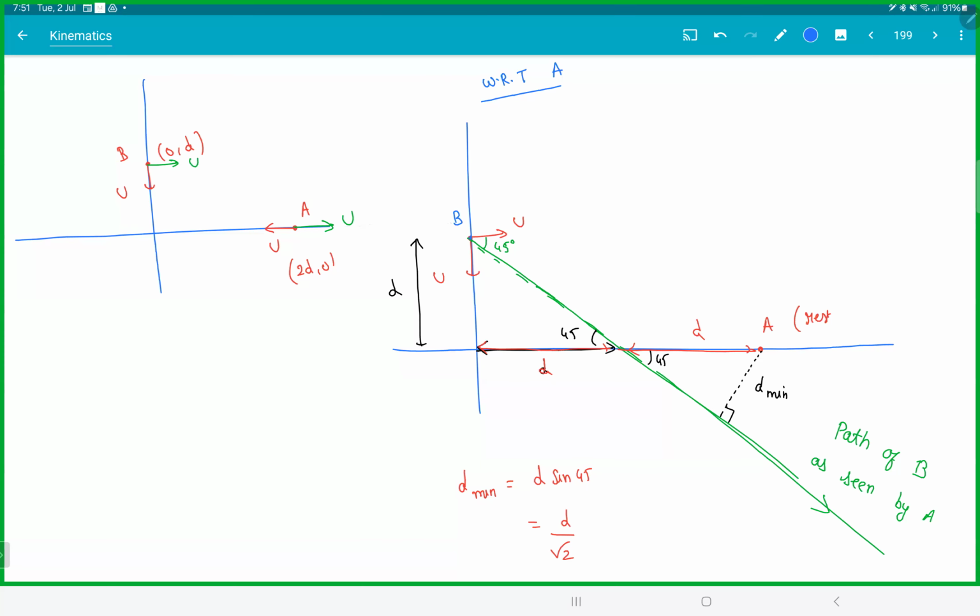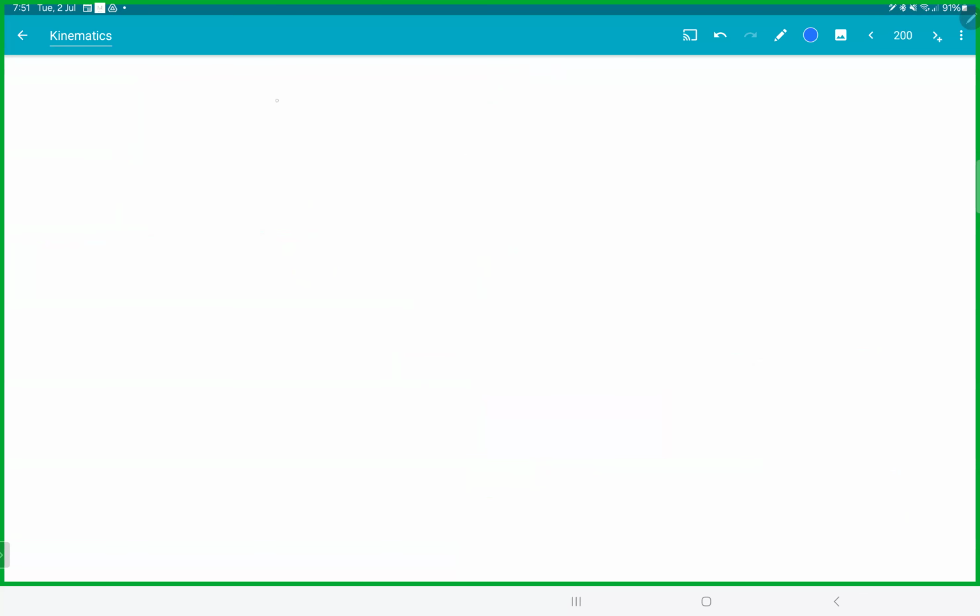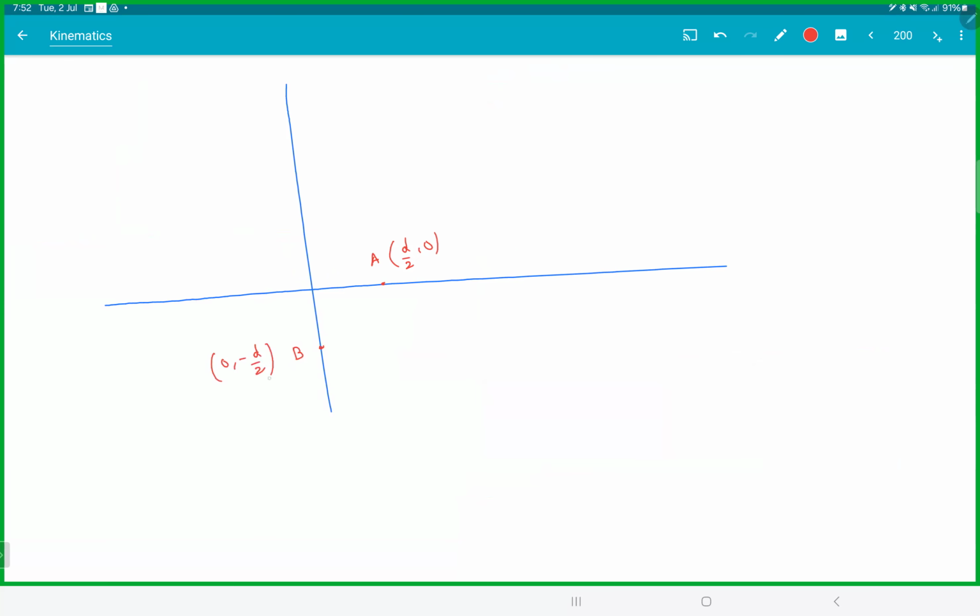If you actually try to do this in the ground frame, you have to use maxima and minima. You have to find the coordinates as a function of time t, then get AB in terms of time, and then do maxima minima. That goes quite long. But when does this occur? This is actually happening at this position. A has come here, (D by 2, 0). B has come here, (0, minus D by 2). At this point, you're getting the D minimum.